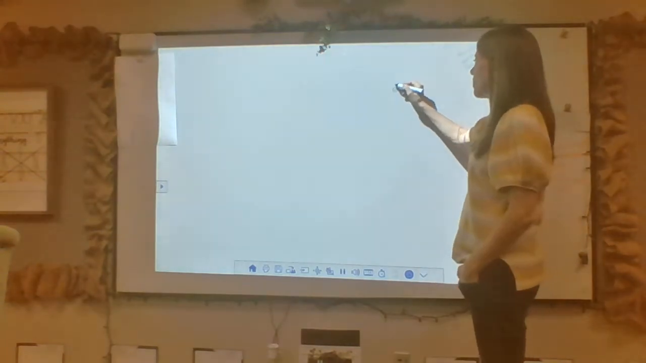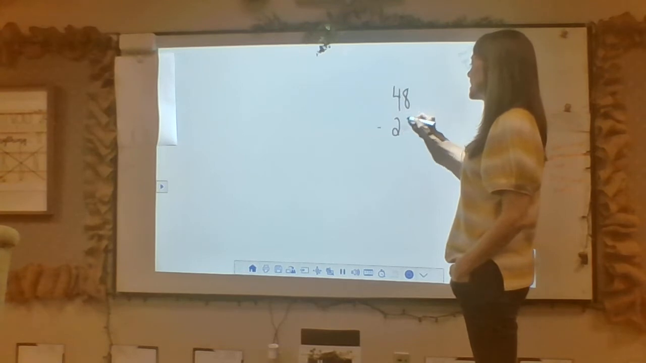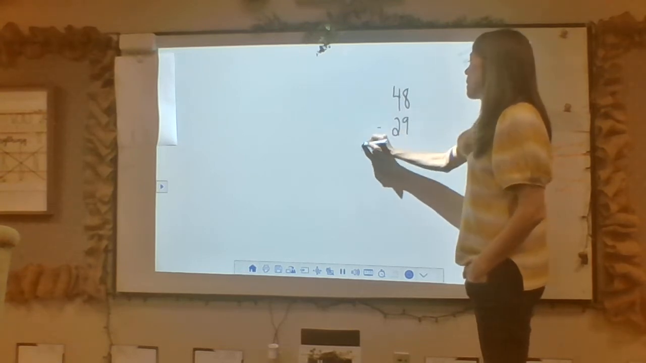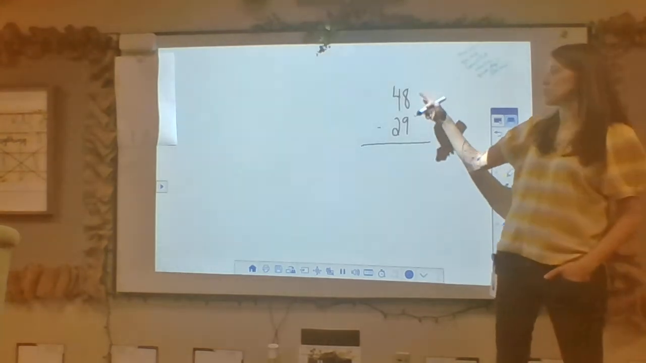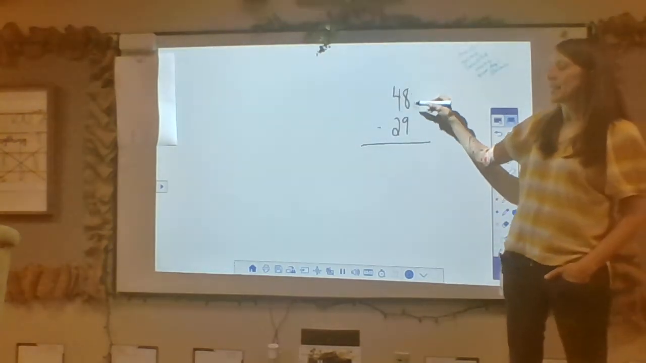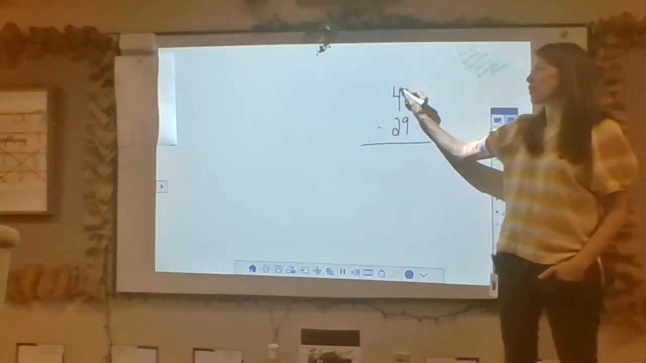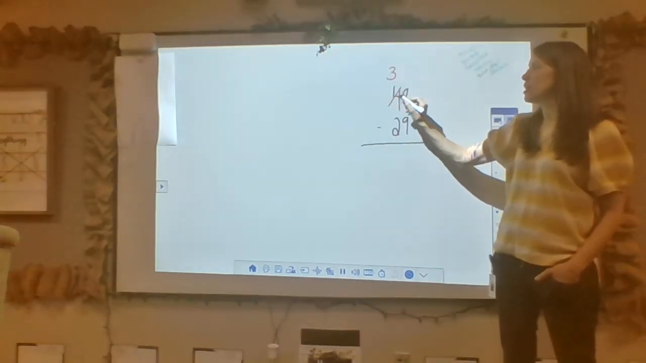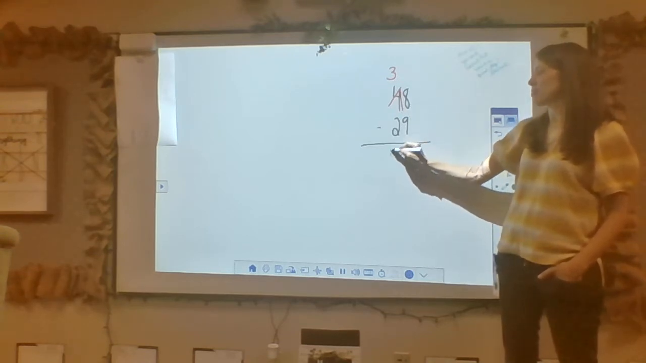You can have a number like 48, which is bigger than 29, but it still creates a problem when you are subtracting, even though this one's bigger. Why? Because can you take 8 minus 9? No, so you have to borrow from the 4, right? It becomes a 3, you add that 1, and now you can do your work. 18 minus 9 and 3 minus 2.